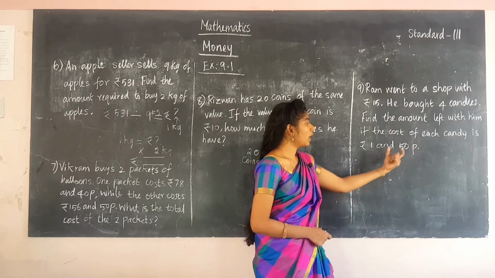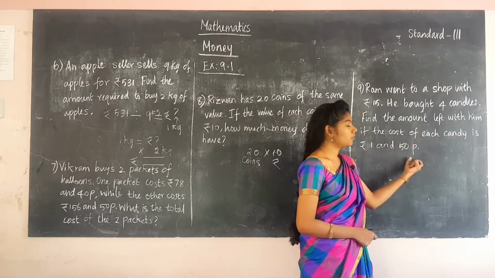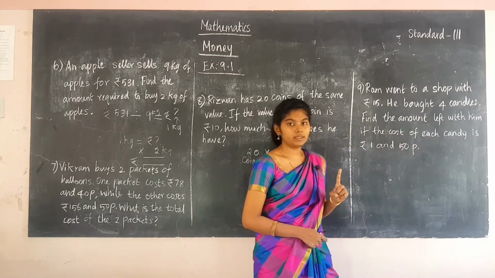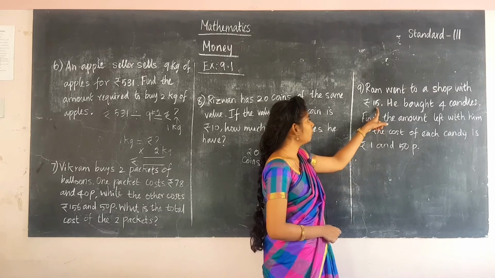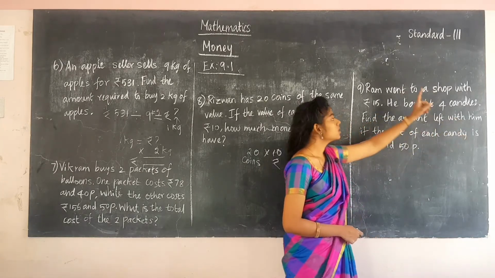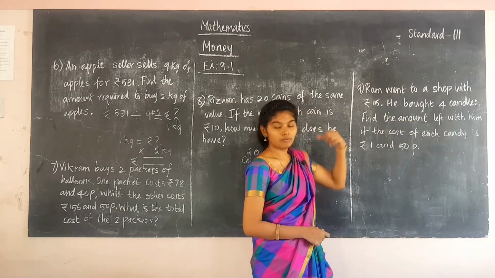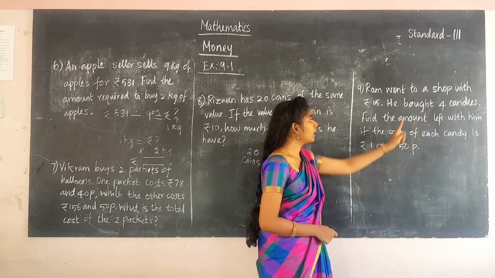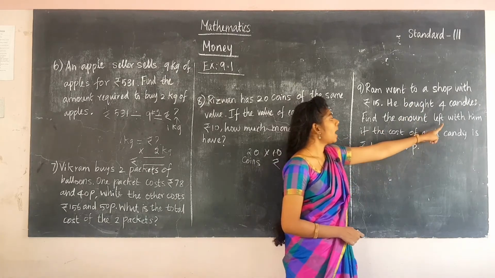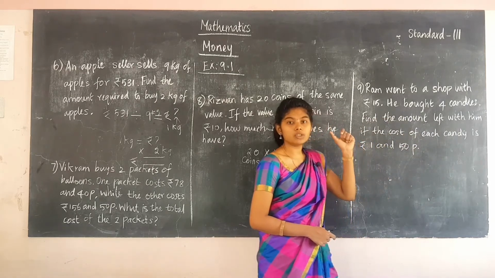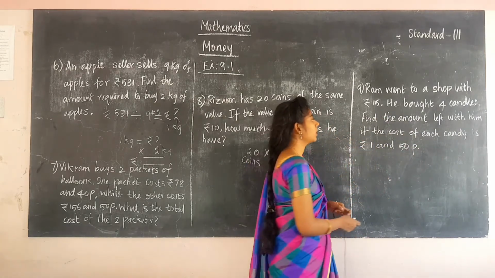One candy's cost is 1 rupee 50 paise, so for 4 candies how much? First we have to calculate that, and then we can find how much is left with him. So totally he went with 15 rupees and bought 4 candies. After paying for the 4 candies, we can find how much amount is left with him.